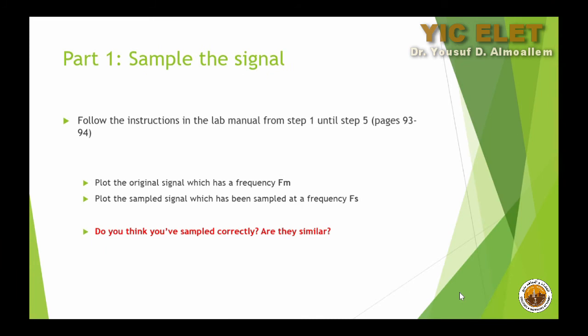Now, in part 1, follow the instructions from step 1 to 5 on these pages. Then plot these signals and give me the answer to this question. Do you think you have sampled correctly? Are they similar or not, the sampled and the original signals?